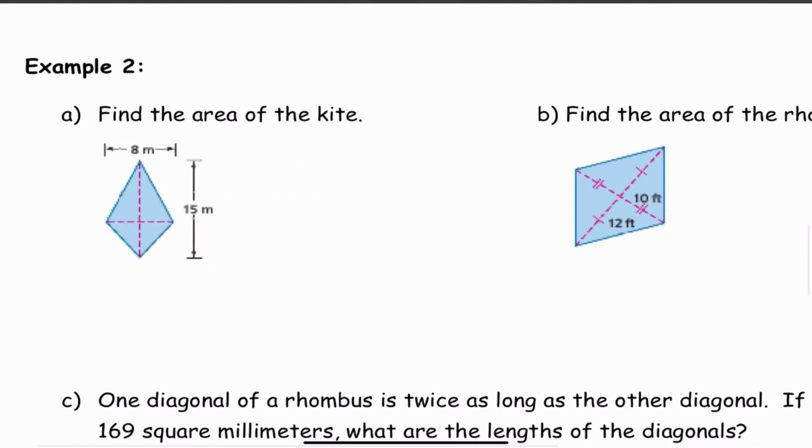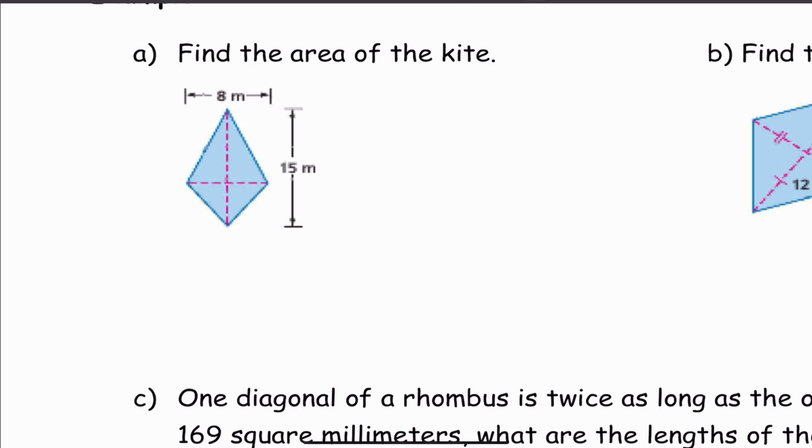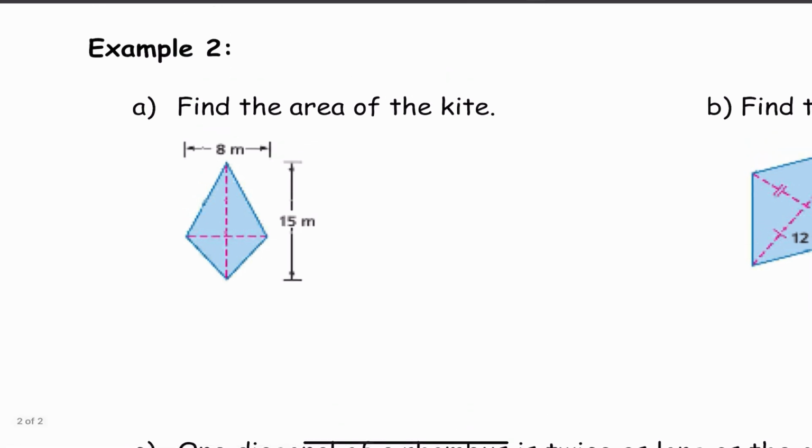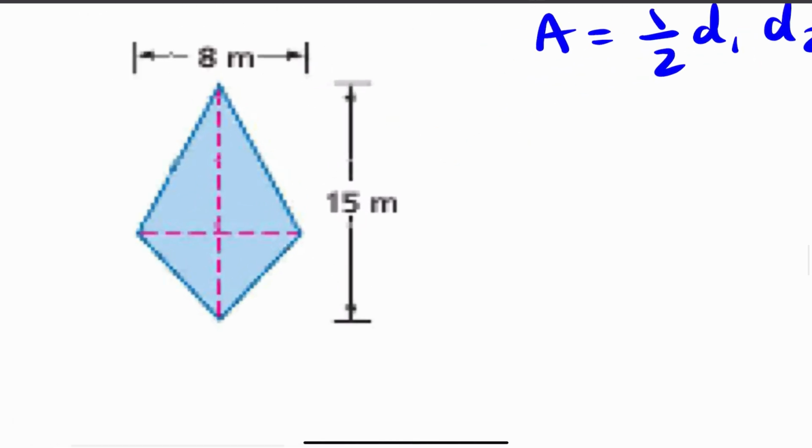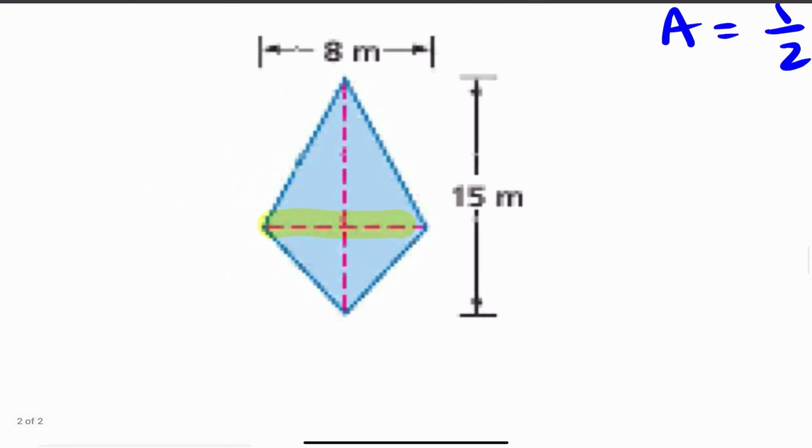Let's take a look at some examples here. I have example 2a, find the area of the kite. Since this is a kite, remember the formula is A equals 1/2 D1 D2. D1 is diagonal 1, D2 is diagonal 2. So let's take a look. How long is this diagonal? I'll call that diagonal 1. Well, that's 8. So diagonal 1 is 8 meters.